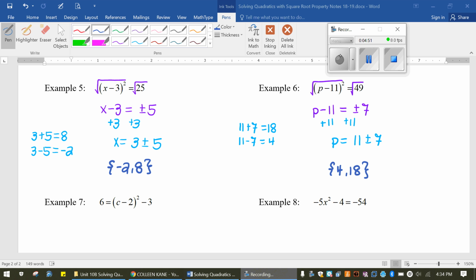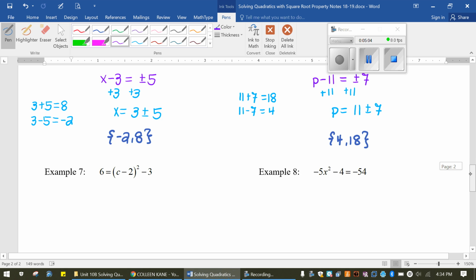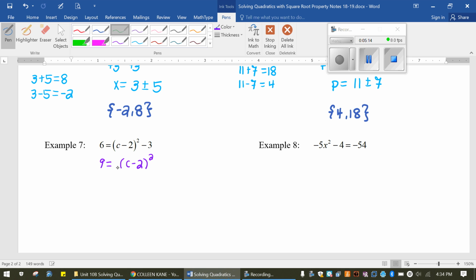Okay, so here's the answer to number 6. Number 7 is going to be pretty similar to that, only we just don't have our squared term isolated yet. So we're going to need to move that negative 3 in order to be able to take the square root of both sides. So when we add 3 to both sides, we've got 9 equals c minus 2 squared.